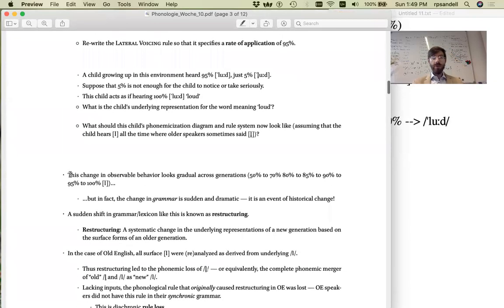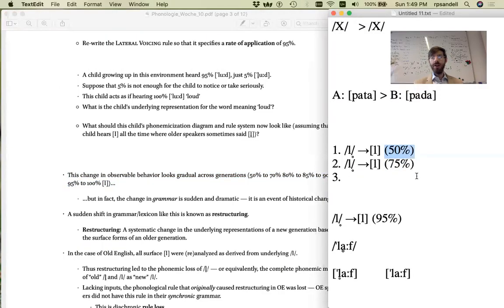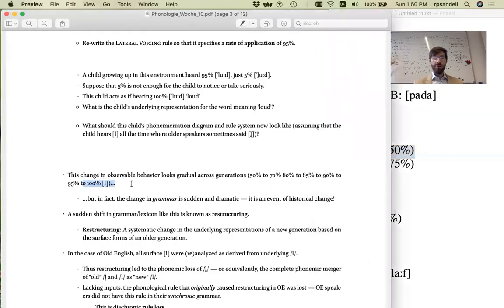So we can imagine that there was a gradual change in behavior diachronically, whereby it was more and more likely that any given voiceless lateral approximant would be realized as a voiced lateral approximant. So the change happening gradually over generations here has to do with the rate of application of this optional rule of lateral voicing. But once learners come to the conclusion that they are not hearing any instances of voiceless lateral approximants, then there is a sudden and dramatic change in the grammar.